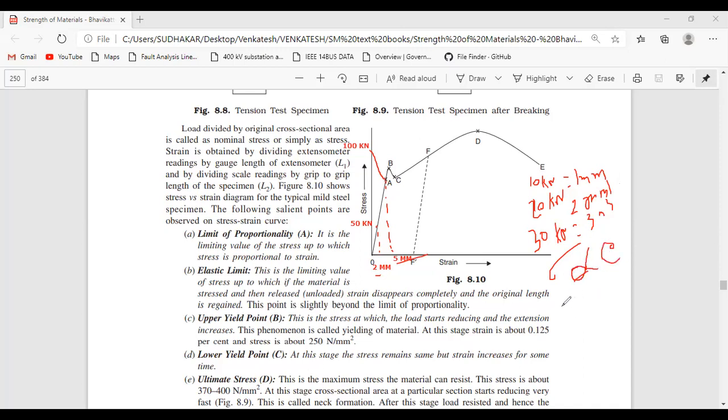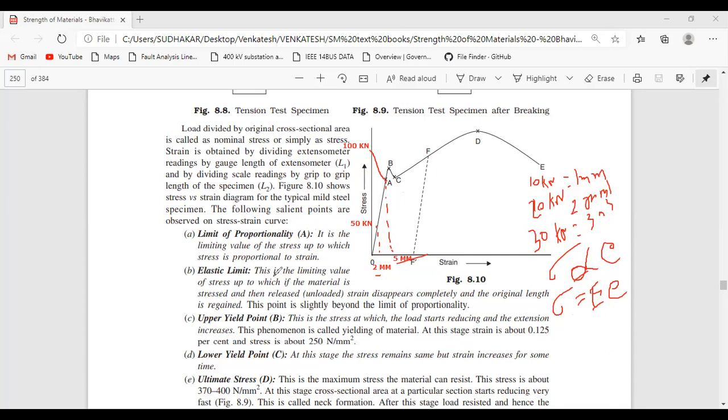In order to remove this proportionality, we consider one elastic constant. This constant we call Young's modulus, or modulus of elasticity, E. So up to the particular point A, the stress is directly proportional to the strain. This is called the limit of proportionality. And next, the elastic limit.